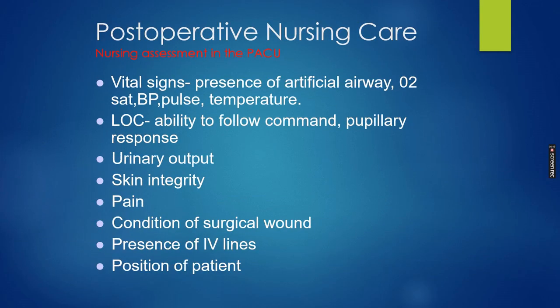So what are the nursing assessments that can be done in the post-anesthetic care unit? The nursing assessment in the post-anesthetic care unit follows a structured approach, beginning with the ABC: airway, breathing, and circulation. Ensuring a patent airway, monitoring oxygen levels, and assessing heart rate and blood pressure are the top priority in the immediate post-operative period. Then, level of consciousness.